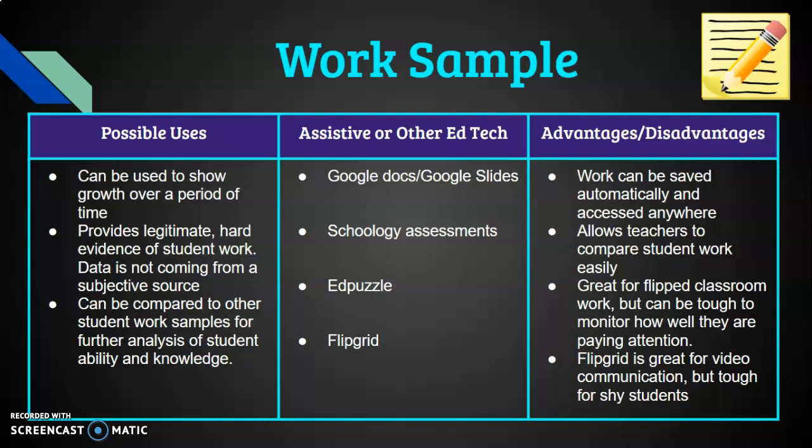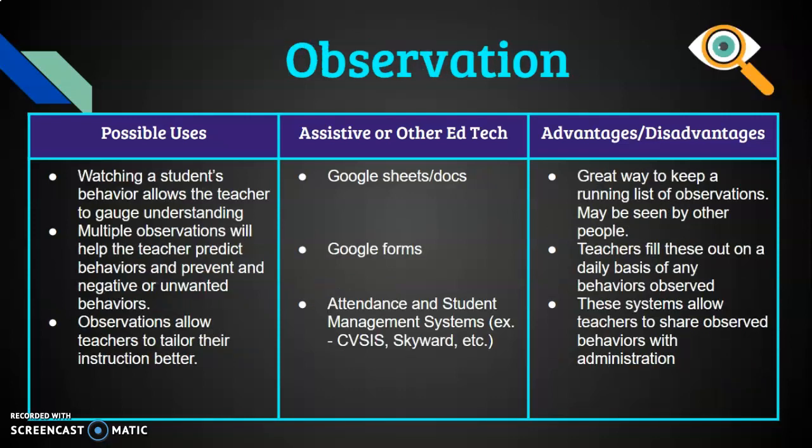Some great assistive technology or general educational technology that could be used include things like Google Docs and Google Slides, a great way of collecting student work online. Schoology assessments. It makes it very easy for teachers to compare student work. In Schoology, it's a specific type of learning management system that many school districts use. Edpuzzle, Flipgrid, great ways to record student work, especially Flipgrid when their faces are actually on the screen and they're recording videos of themselves. These are all types of informal assessments or assistive technology that could be used to collect work samples.